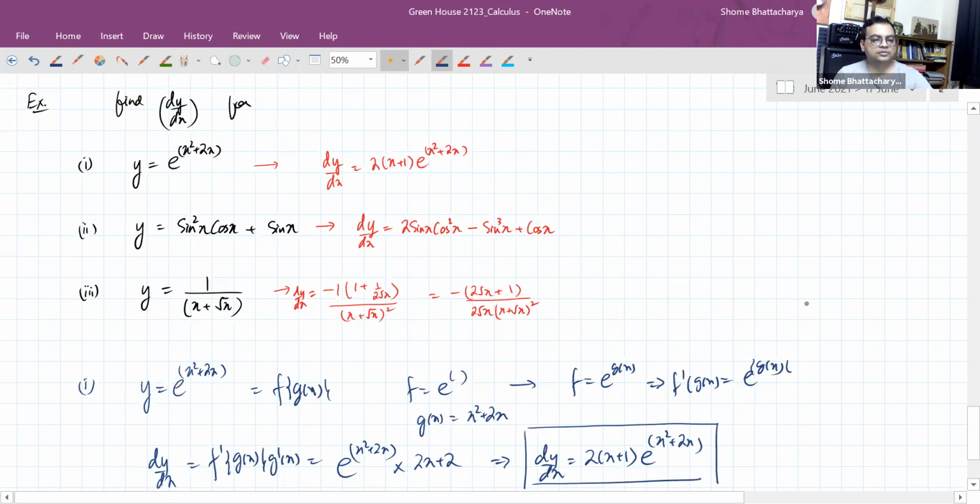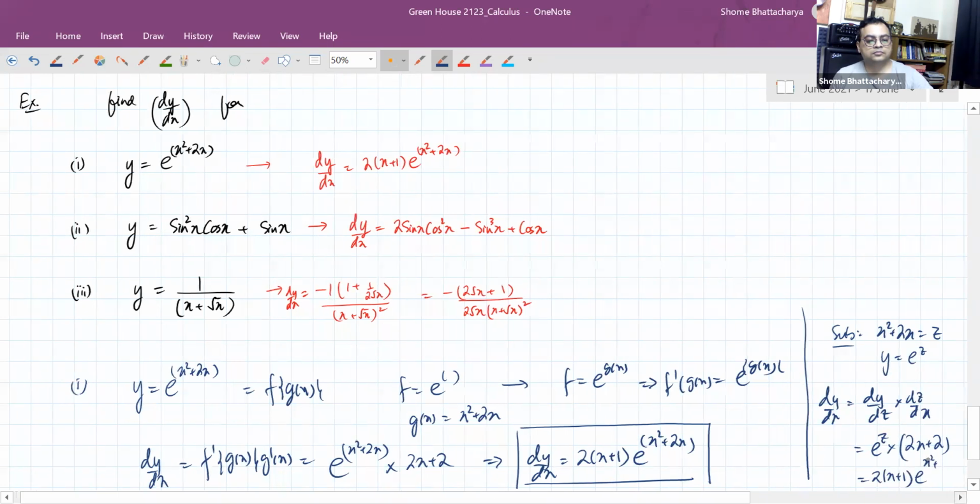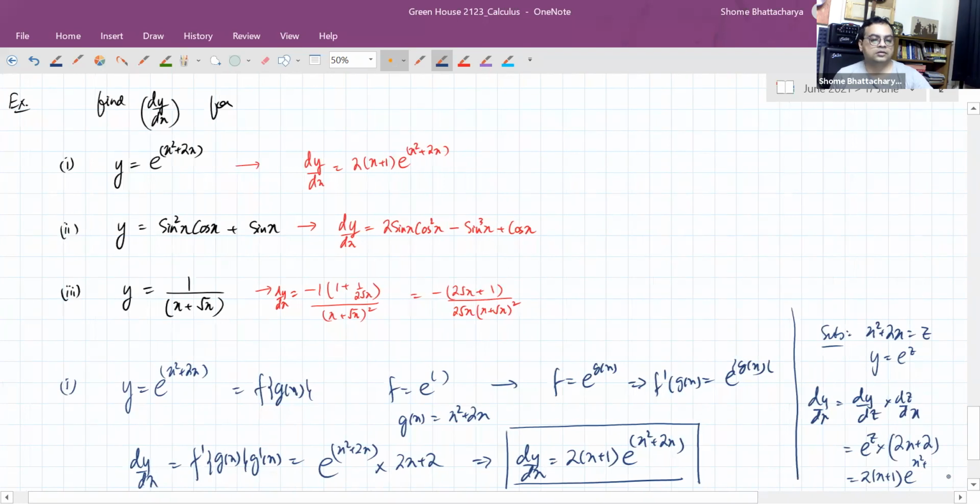so this is the direct way of doing it. Otherwise, you can use the substitution method. You can substitute x square plus 2x as z. So y becomes e raised to the power z, and then use the chain rule. Then you get e raised to the power z into 2x plus 2. So this is the step-by-step method. This is the direct method.